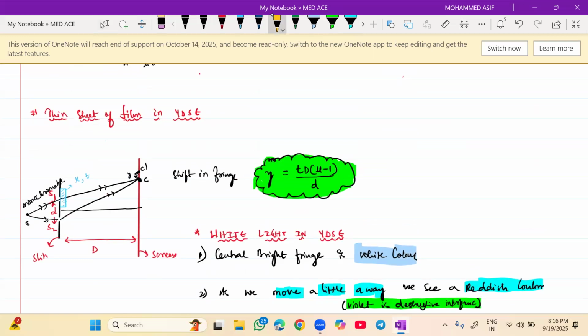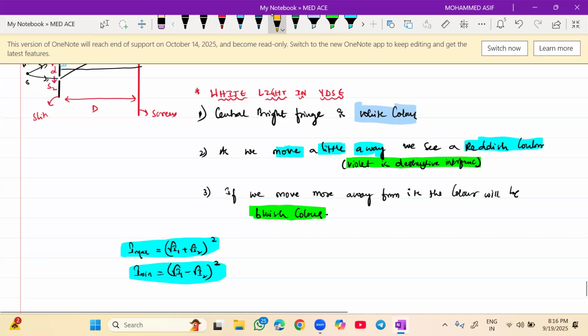If you calculate the path difference in this one, the phase difference is given by delta phi equals 2 pi by lambda into (mu minus 1) into thickness t. So this will be the phase difference when a sheet of mica is being kept. And the path difference will be delta x equals (mu minus 1) into t.